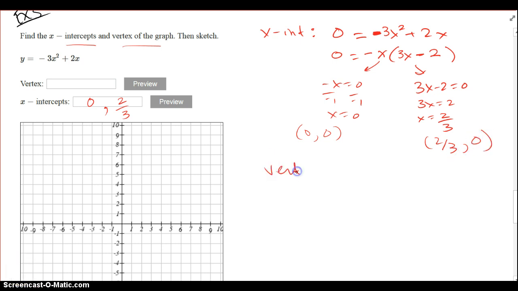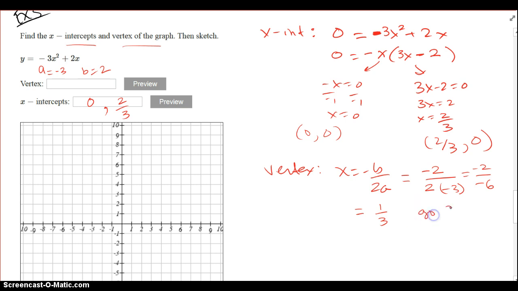For the vertex, remember the formula is x equals negative b over 2a, and in our problem a is negative 3 and b is 2, because b is always with the linear term and a is always with the quadratic term. So negative b says negative 2 over 2 times a, which is negative 3. That's going to be negative 2 over negative 6. Divide top and bottom by 2, and that's a positive 1 and a positive 3.